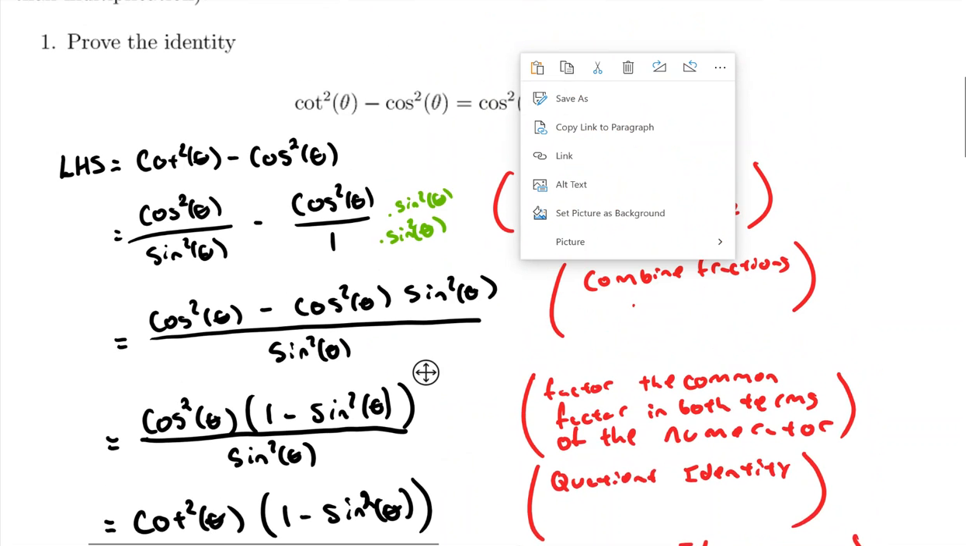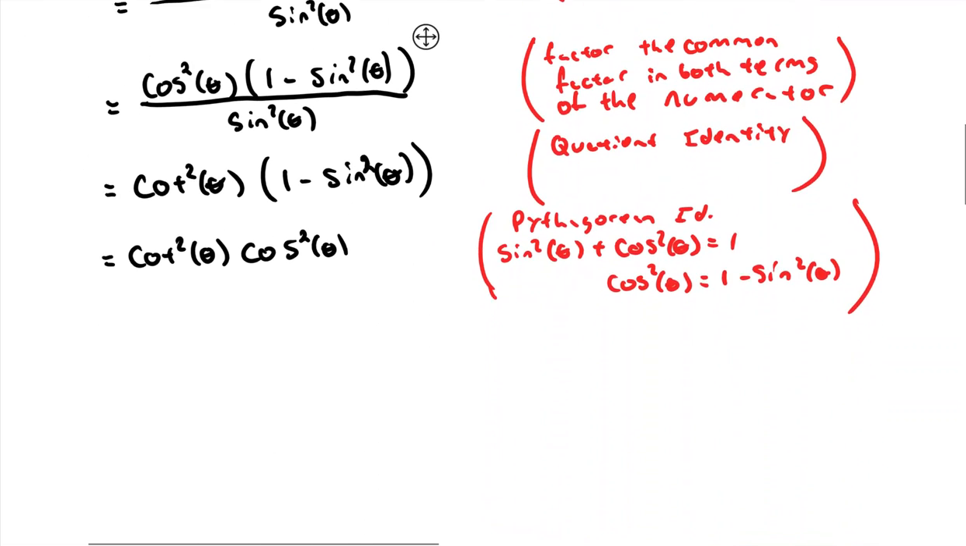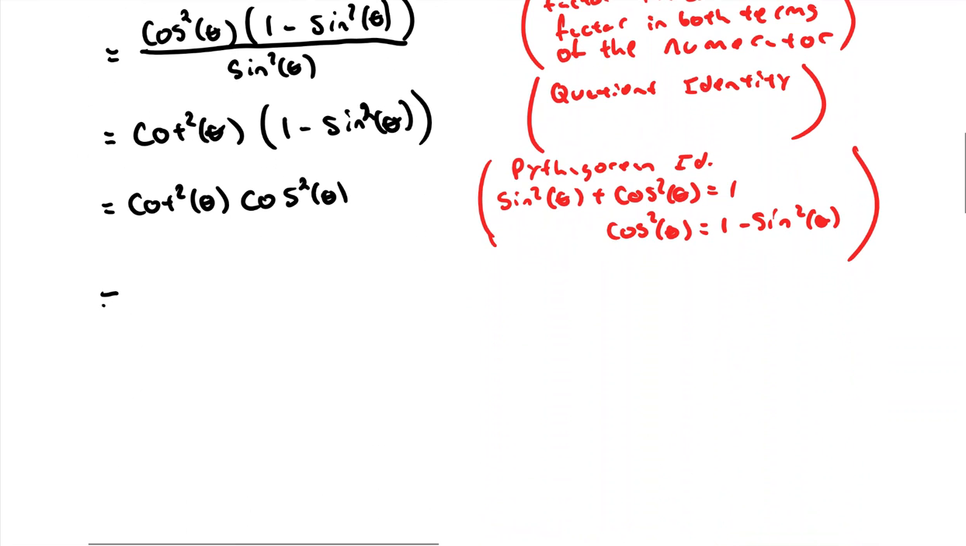And just to get into a good habit, since I want this to be cosine squared theta times cotangent squared theta, I'm just going to change the order of this multiplication, because remember, multiplication is commutative. So we get cosine squared theta times cotangent squared theta, which is exactly what we want.